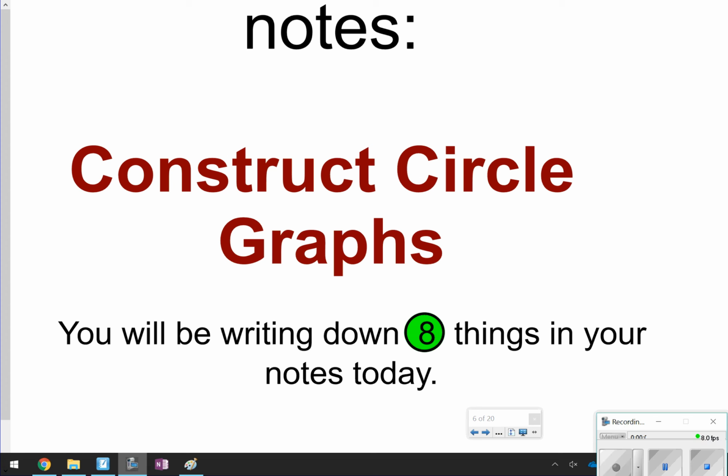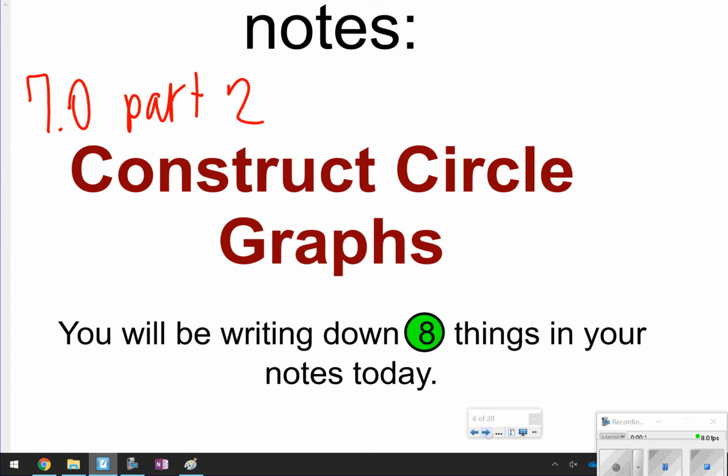Today we're going to be looking at Lesson 7.0 Part 2, and this is going to be how to construct circle graphs. So just make sure that your notes are labeled, and today we're just going to be writing down 8 things. Let's go ahead and get started.